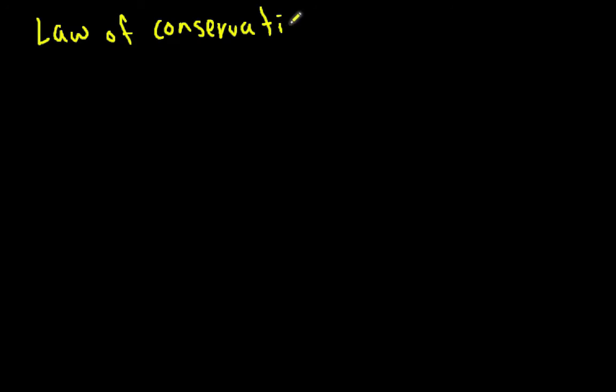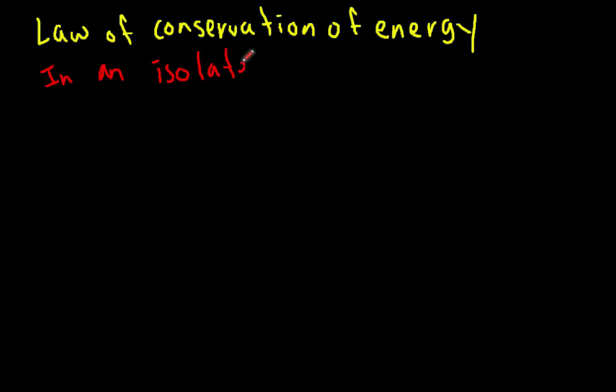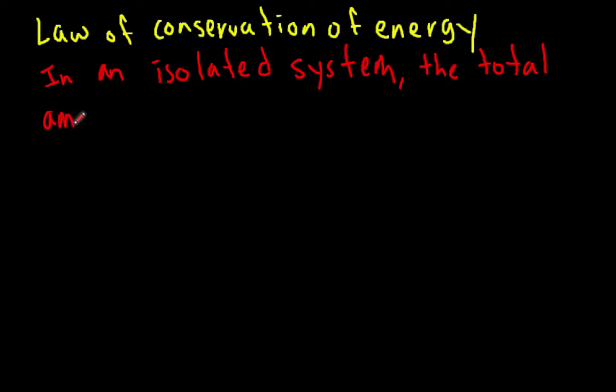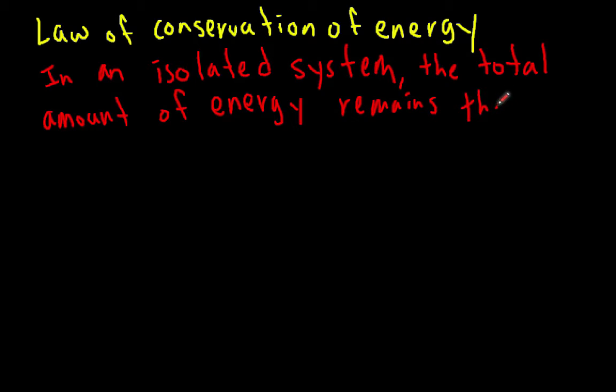Isolated systems are critical for understanding the law of conservation of energy. This law only applies in an isolated system. The law of conservation of energy says that in an isolated system, the total amount of energy remains the same. Conservation means staying the same. So conservation of energy means the total amount of energy stays the same. This doesn't mean that energy can't change forms within the system, but it does mean the total amount when you add all the energies in all types together must be the same.